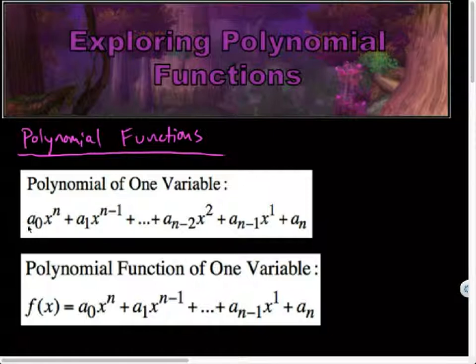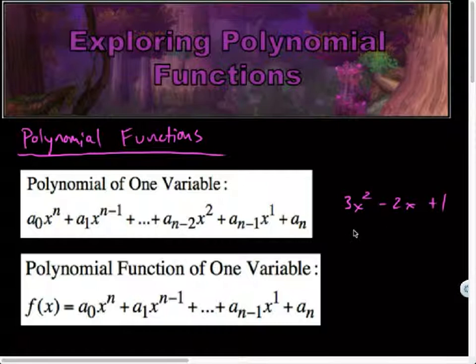Notice that, let's see, a sub 0, a sub 1, a sub n minus 2, a sub n minus 1, a sub n. There are n many terms here, and I've got x to the n and x to the n minus 1, and then x squared and x to the first, and no x, because there's x to the 0 sort of thing. This is essentially what we refer to as a polynomial of a single variable. It would be like this, 3x squared minus 2x plus 1.